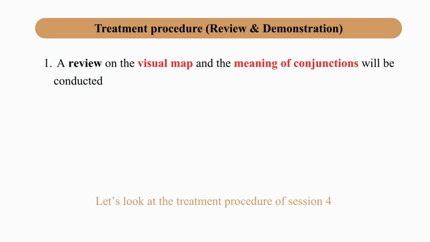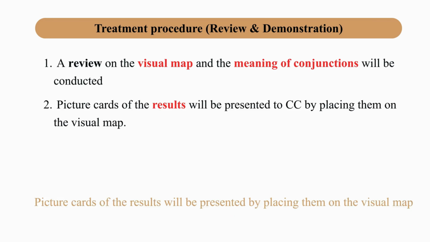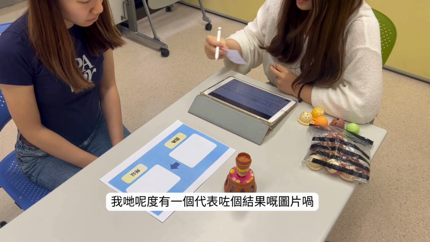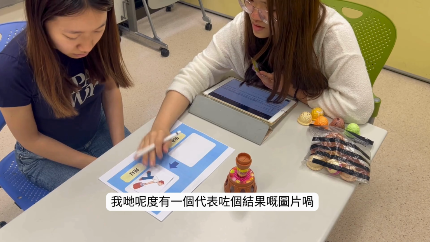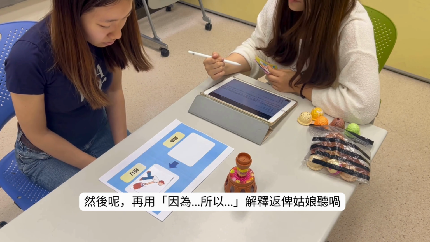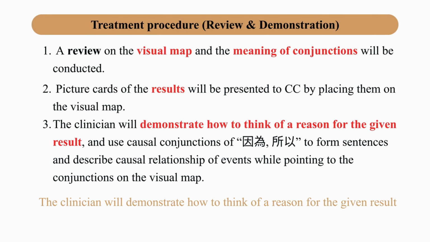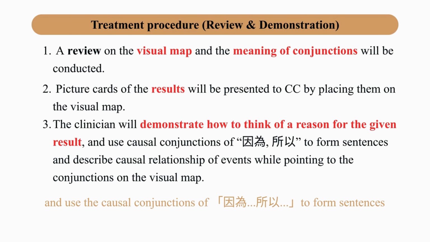Let's look at the treatment procedure of Session 4. A review on the visual map and the meaning of conjunctions will be conducted. Picture cards of the results will be presented by placing them on the visual map. 我哋咧呢度有一個代表咗個結果嘅圖片喎，咁 CC 咧就要諗下有咩合理嘅原因啦，然後咧再用因為所以嚟解釋翻俾姑娘聽喎。咁而咧等姑娘嚟示範下先。The clinician will demonstrate how to think of a reason for the given result and use the causal conjunctions of 因為所以 to form sentences.